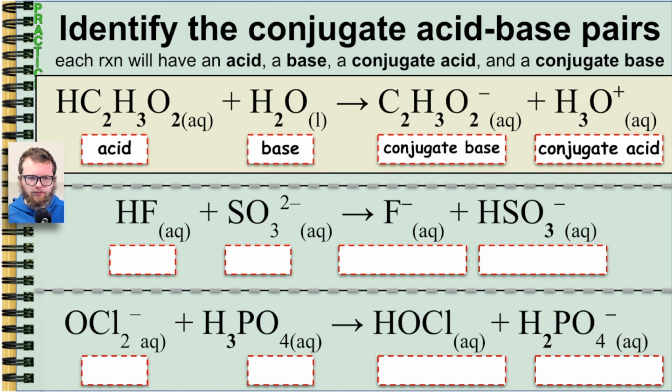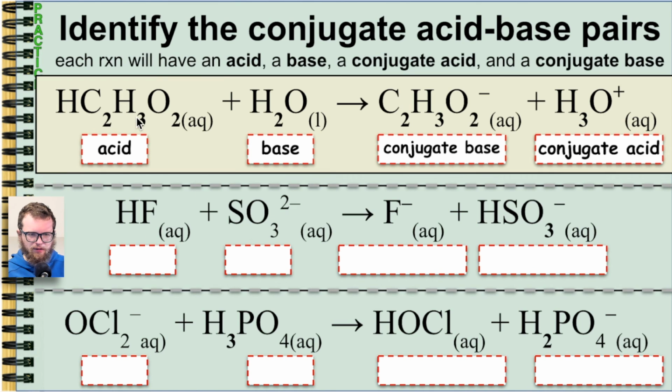So we have an example here. We've got HC2H3O2, which is an acid because it begins with H. We've got H2O, which is our base. Water can be an acid or a base. If water is next to an acid, then that water will act as the base. If water is next to a base, then that water will act as an acid.